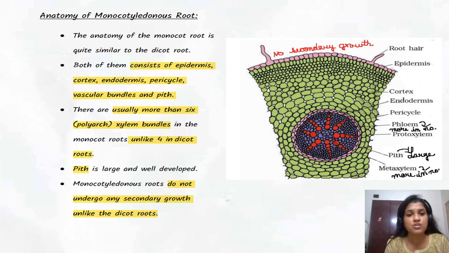So now let us go to monocotyledonous root. Anatomy of monocot root. It is quite similar to dicot root. That is, it is also having epidermis, cortex, endodermis, pericycle, vascular bundle and pith. But there are few differences.